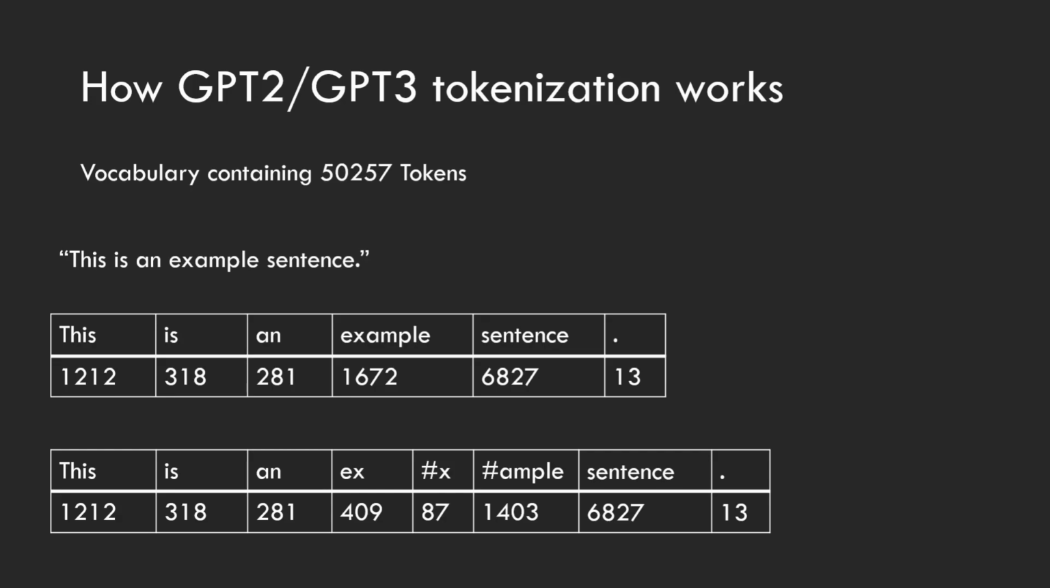The introduced hash symbols indicate that the subsequent token isn't the beginning of a new word and therefore doesn't have a space preceding it. This strategy allows the model to flexibly handle different words, subwords, and even unexpected variations of typos in the input.